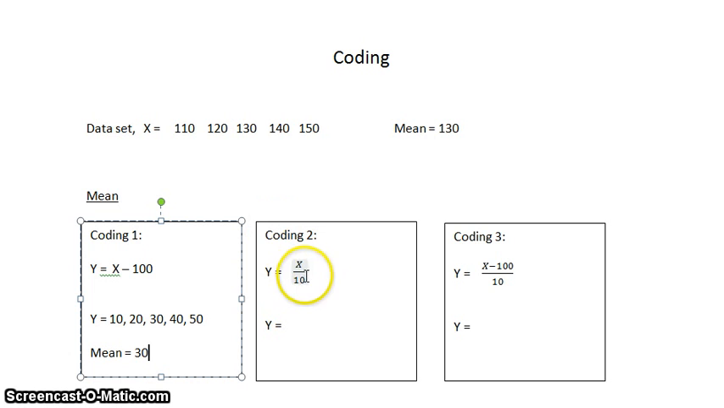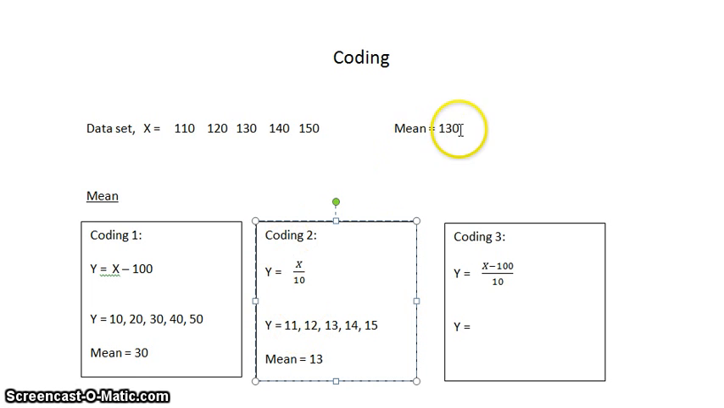Another way we could simplify the numbers is maybe to divide them each by 10. That would give us 110 divided by 10, that's 11, and so on, 13, 14, 15. There's another way we could have worked out Y. Now what's the mean this time? Well, it's 13. And has that obeyed the coding? 130 divided by 10 is 13. So the mean is behaving itself in a way that's quite convenient as we simplify these numbers.